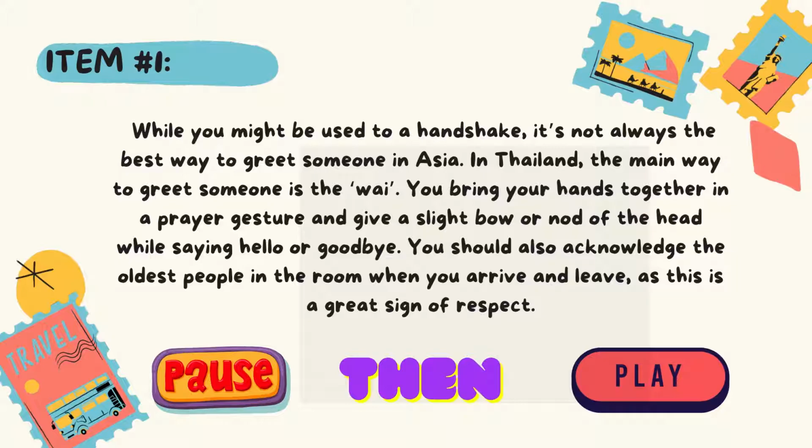Number 1. While you might be used to a handshake, it's not always the best way to greet someone in Asia. In Thailand, the main way to greet someone is the wai. You bring your hands together in a prayer gesture and give a slight bow or nod of the head while saying hello or goodbye. You should also acknowledge the oldest people in the room when you arrive and leave, as this is a great sign of respect.